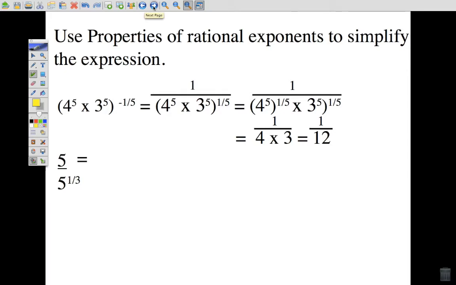The next example is where you will subtract your exponents, in this case of the division problem. So the numerator's term of 5 has an exponent of 1. So we will take 5 to the 1 minus 1/3. Simplify and you'll get 5 to the 2/3 power.